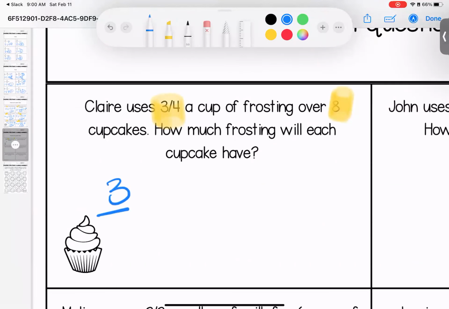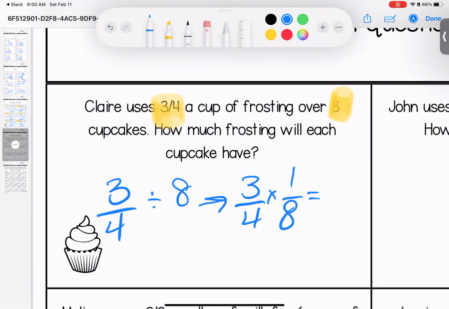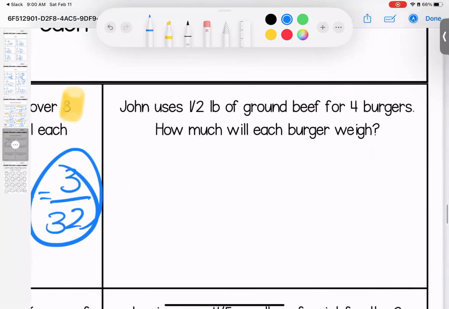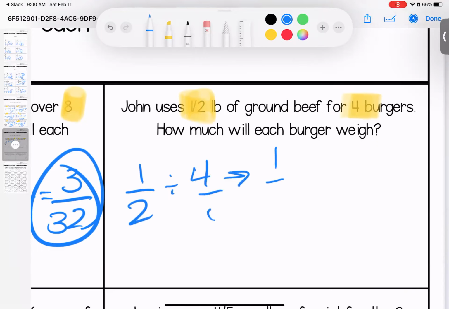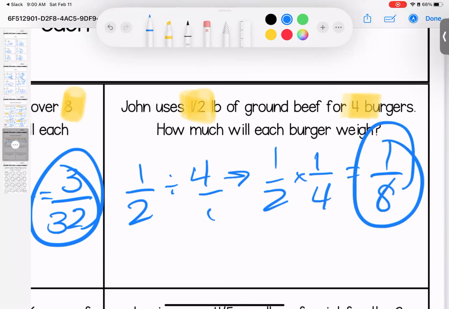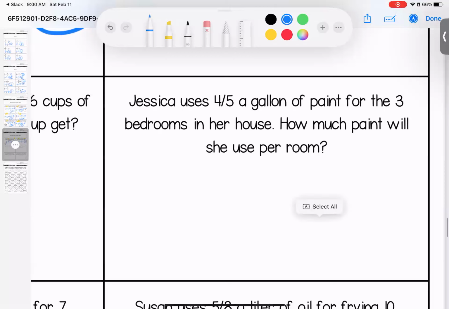So she's dividing her 3/4 cups over 8 cupcakes. We're going to do the keep, change, flip. When we do that, we have a 3 on the top and a 32 on the bottom. John uses 1/2 of a pound of ground beef for 4 burgers. We want to know the weight of each burger. So 1/2 is divided into 4 burgers, or a keep, change, flip. Each one is going to weigh 1/8 of a pound.